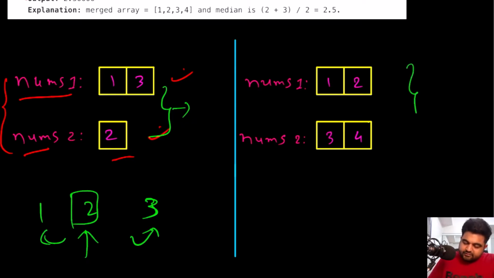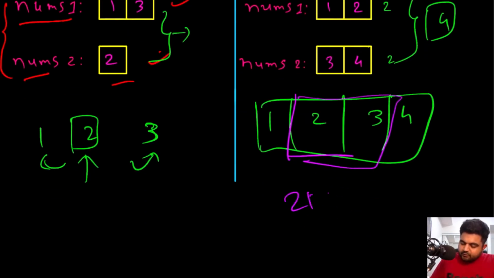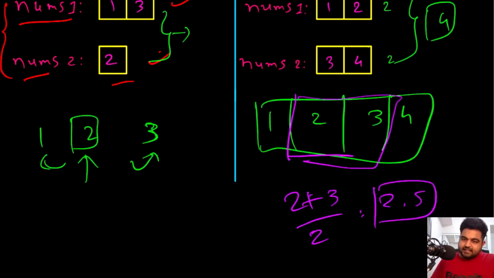Same way for this one, if we try to see, the length of this is actually 2 plus 2, so the total length is 4. Now if we make a combined array, it looks like this, and in this case, to find the median, we will have to average the two middle values. So we do 2 plus 3 divided by 2, so we get 2.5, and this is what we need to return as the answer.